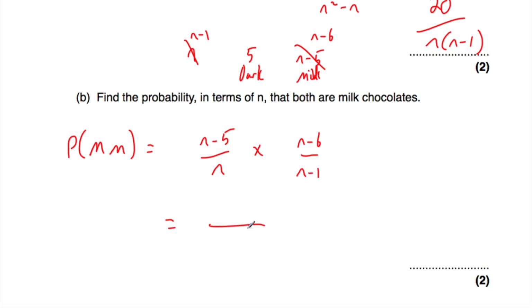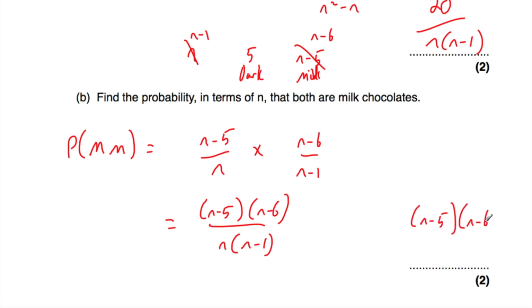And I probably would just write it with brackets. I would write it as n minus 5 multiplied by n minus 6 over n bracket n minus 1. Just put them in brackets because that shows that we're multiplying them together. So the probability that both of the chocolates are milk chocolate would be n minus 5 multiplied by n minus 6 over n bracket n minus 1. And that's it.